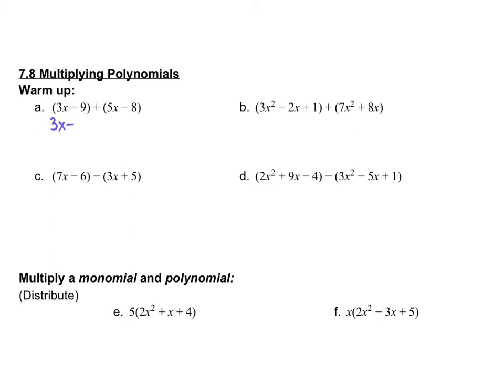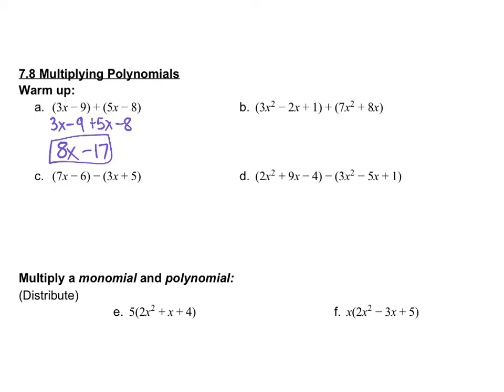So 3x minus 9 plus 5x minus 8. So combining my like terms, my 3x plus my 5x gives me 8x. Negative 9 minus 8 is negative 17. So I get 8x minus 17.